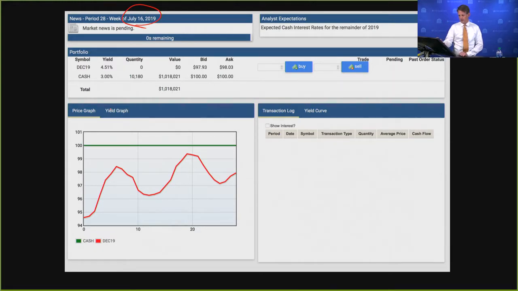There's also a yield graph in there. We'll look at that later. And then a transaction log, where each of the trades will be logged.